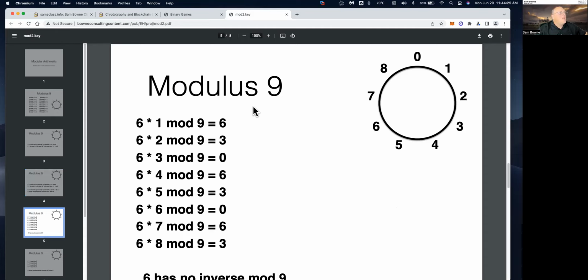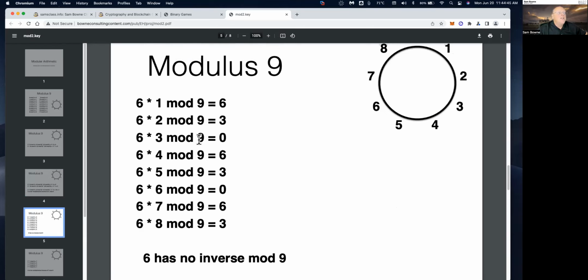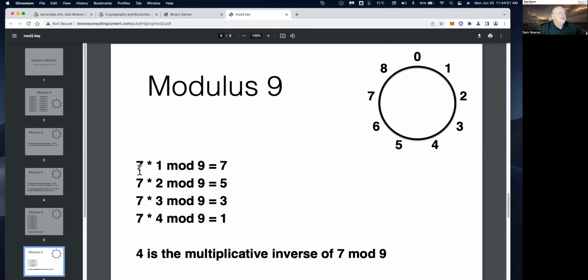So here's modulus 9. What you do is you multiply 6 times various numbers, and you'll find that if you multiply 6 on a mod 9, all you're ever going to get is 6, 3, 0, 6, 3, 0. So 6 does not have any multiplicative inverse. There is nothing you can multiply 6 by that will give you 1. Not every value has a multiplicative inverse, but 7 does.